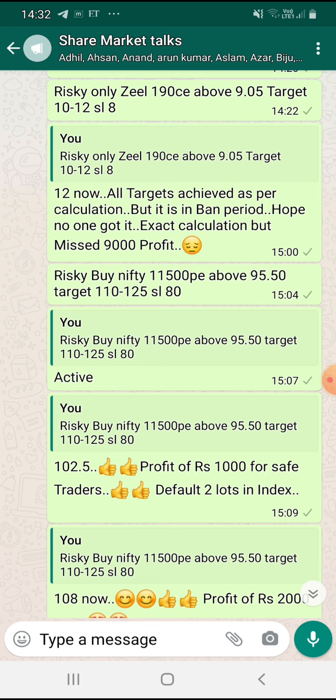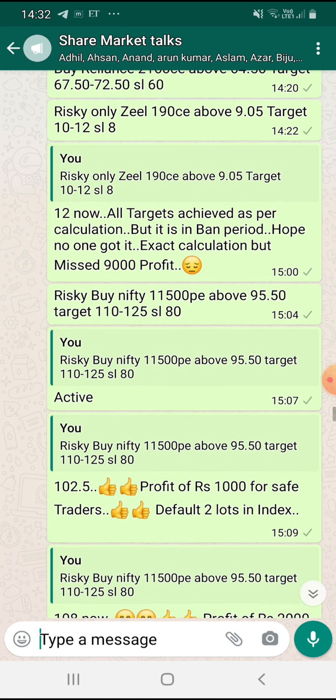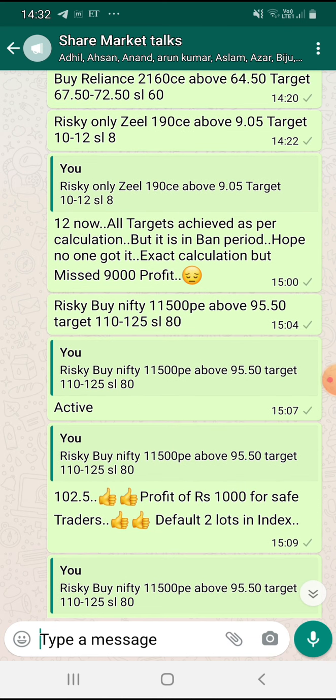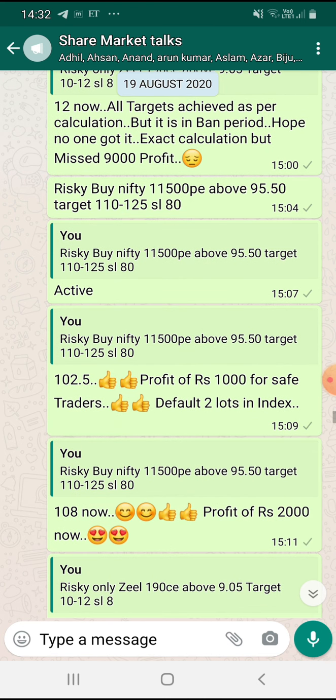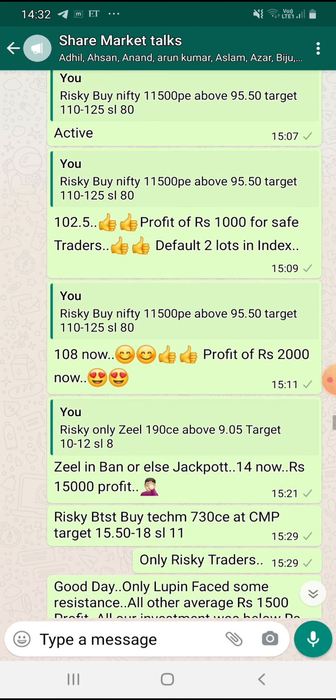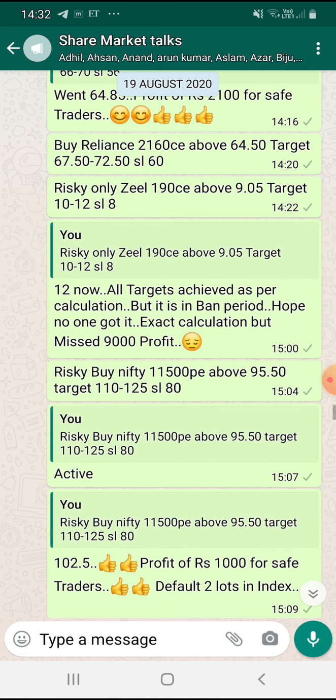PE value will go up. For example, I will take this example, buy Nifty 11,500 PE. So we thought that the market will come down. If the market comes down, PE value will go up, right? That is our analysis. So just buy if it is above 95. When it hit 95, it got active, it went to 102, which is a profit of 1000 rupees, and at 108 it went to a profit of 2000, very easy profit of 2000.